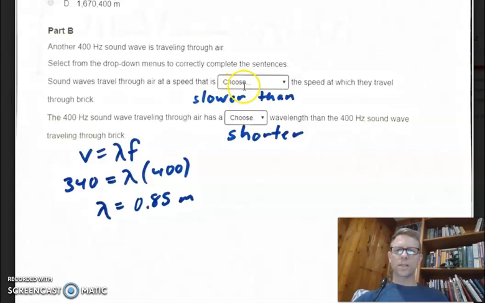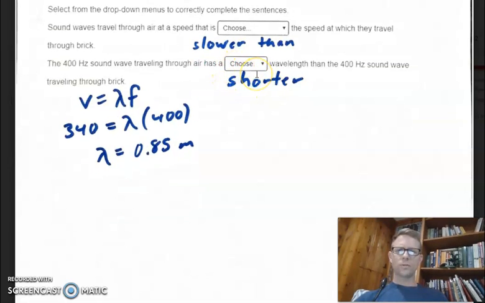They didn't really give you choices here, but you just write whatever you can. So sound waves travel through air at a speed slower than the speed they travel through brick. Why? Because we know that sound goes fastest through solids, slowest through gases.